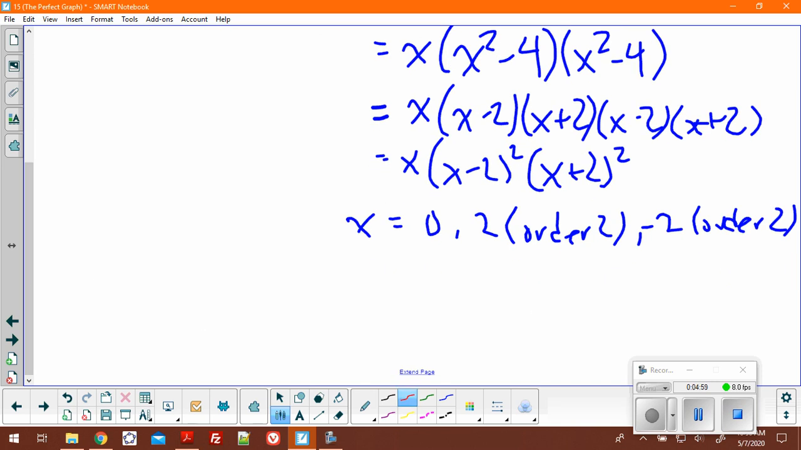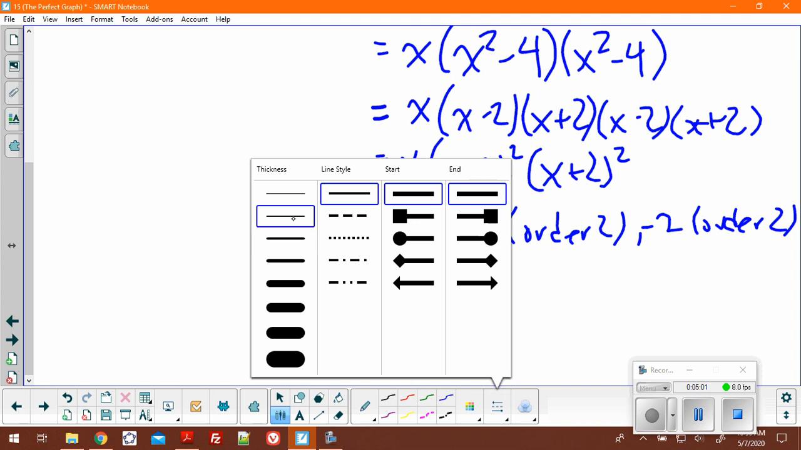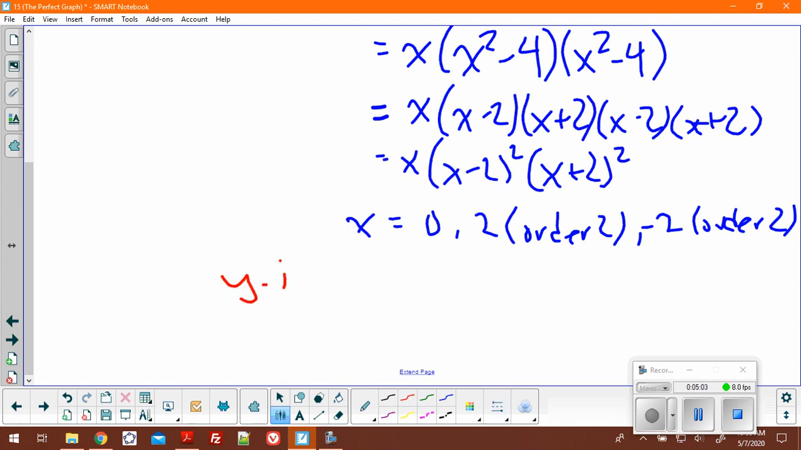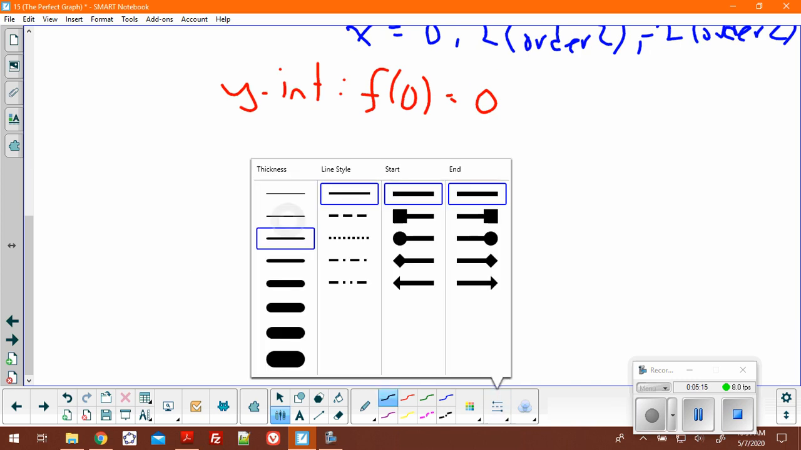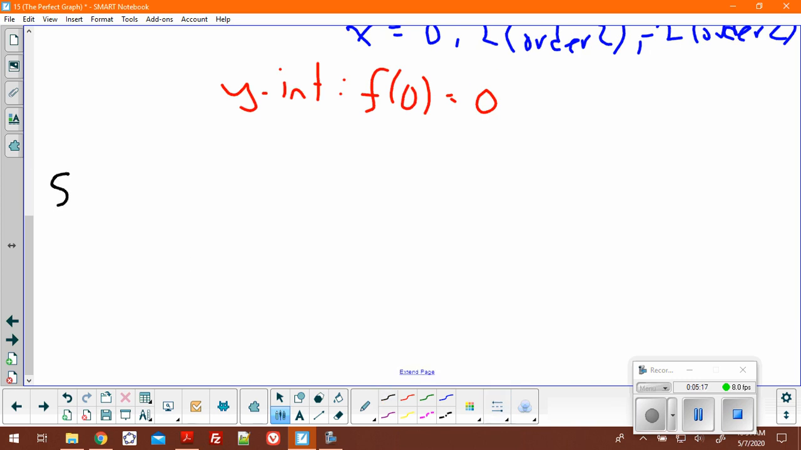Okay, for my y-intercept, well, that occurs at f of 0, but we already know that's a root, so my y-intercept is going to be at 0. Next thing is symmetry.